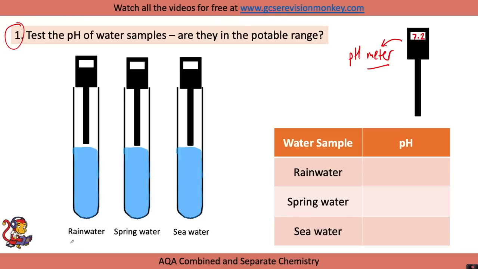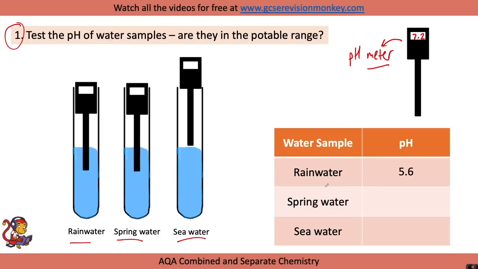So I've got three different samples here. I've got some rainwater, some spring water and some seawater. And I put my pH probe in the rainwater, and I would then record the pH in the table. Repeat that with spring water and record the pH, and finally with seawater and record the pH.